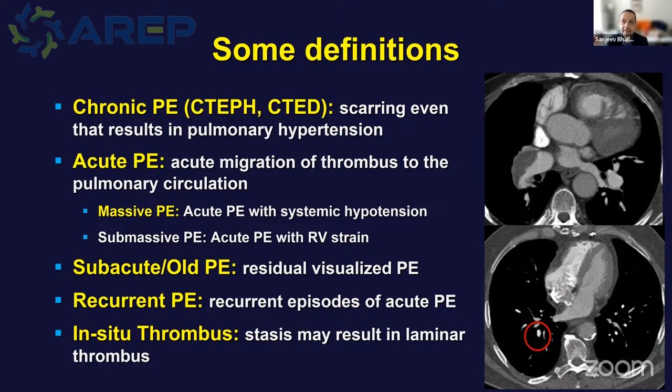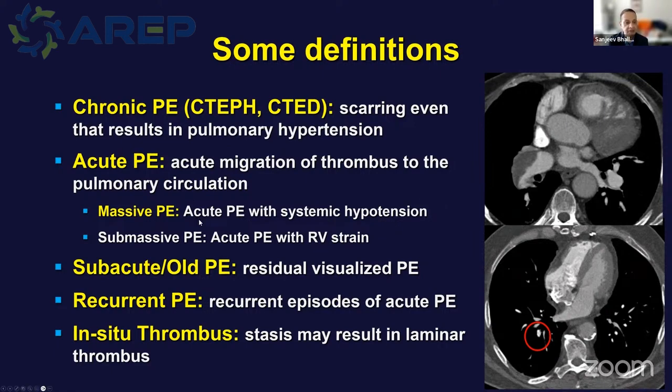the iodine maps. Now, I want to share with you some definitions that are starting to evolve as we speak with our clinical colleagues in cardiology, in cardiothoracic surgery, and in pulmonary medicine. These definitions include chronic PE, acute PE, subacute PE, recurrent PE, and in situ thrombosis. So in other words, not all filling defects are going to represent acute pulmonary embolism. So acute PE represents the migration of a pulmonary embolism into the pulmonary circulation.